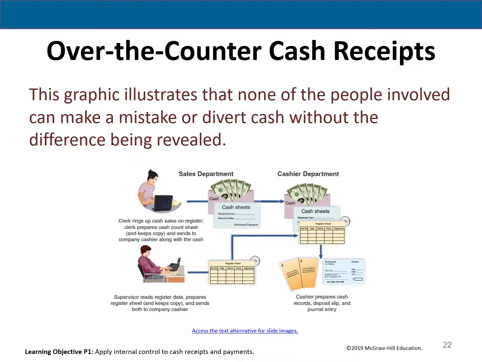I'm trying to read this. The supervisor then reads the register data, prepares the register sheet, and sends both to the company cashier. They're reading the information. The deposit slip, and I'm going to take this one step further. The deposit slip with that cash sheet is compared by another set of eyes in accounting, and then they make the journal entry after the deposit is made. So you can see there's people all involved in this process: the sales department, the supervisor, the cashier, as well as the accounting.